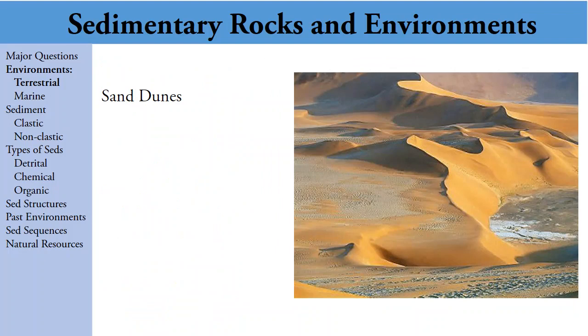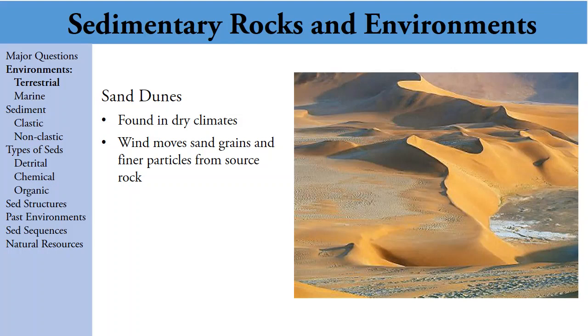All right, sand dunes. Sand dunes are going to pop up in our marine environments as well, but we're just talking about interior sand dunes. We're talking about the Sahara Desert, the dunes of Death Valley, things like that. Obviously they're found in dry climates, and wind is the agent of transport here.